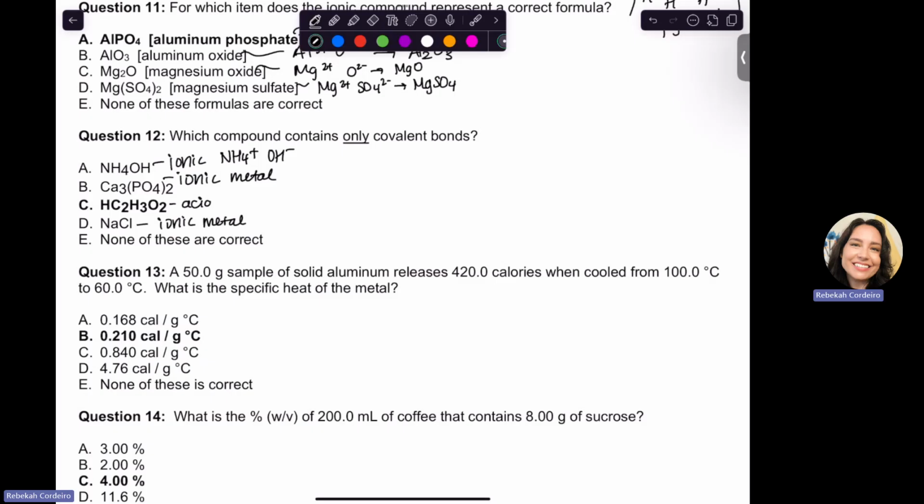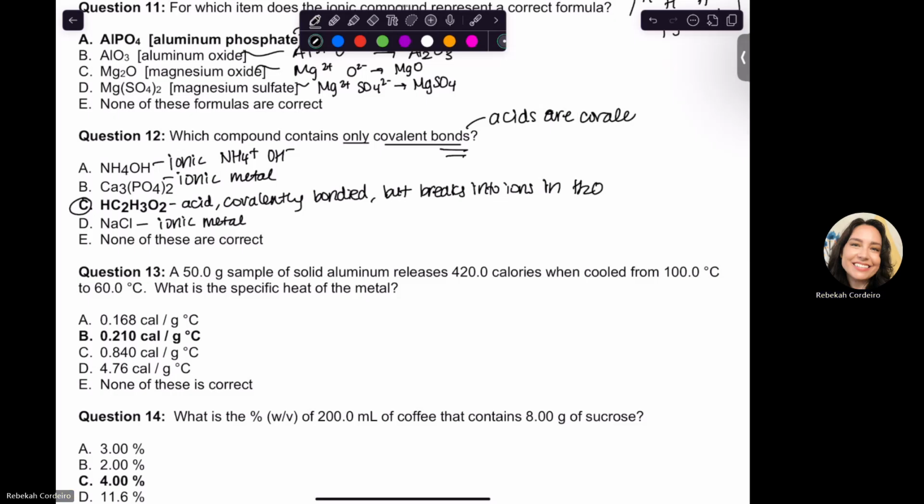And this is an acid, so that means it is a covalently bonded thing, but it breaks into ions in water. And it's not asking what it does in water, it's asking how is it bonded. So the answer is A. So remember, acids are covalently bonded. And when they're not in water, they're just normal covalent compounds.